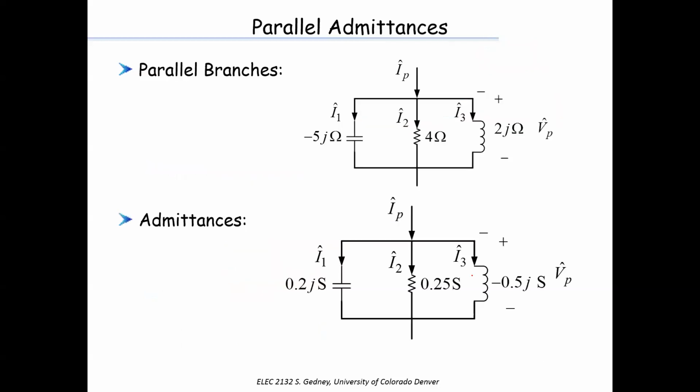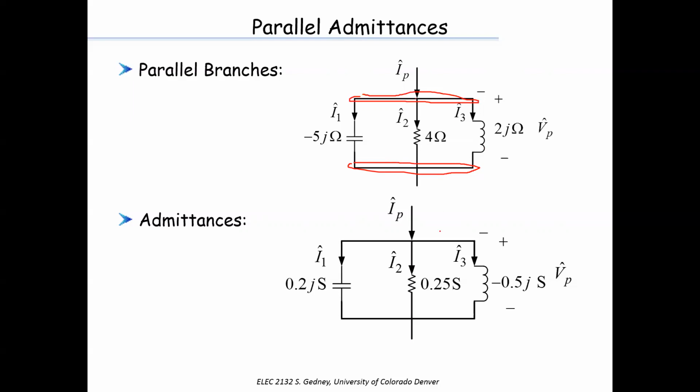Well, let's look at parallel admittances. So here I have parallel branches. Let's put these three branches in parallel instead of series. I have a current, IP, flowing into this common node. This is my top node of the parallel branches, and this is my bottom node. I have a voltage VP across these three parallel branches. The current splits into I1, I2, I3.